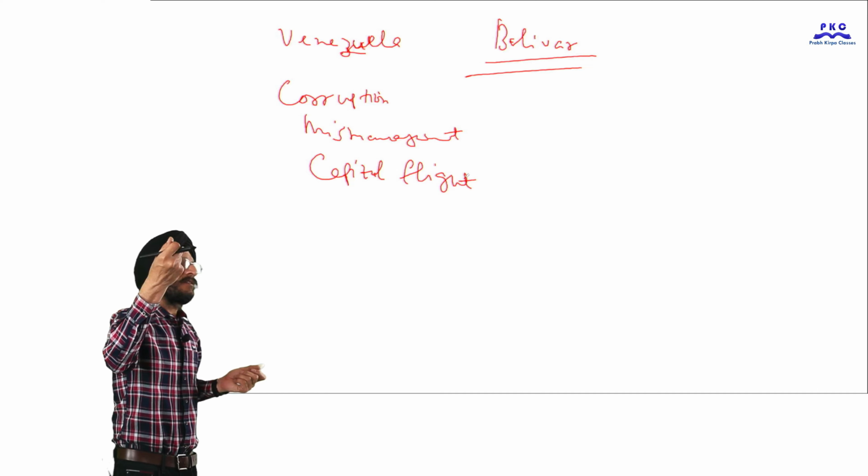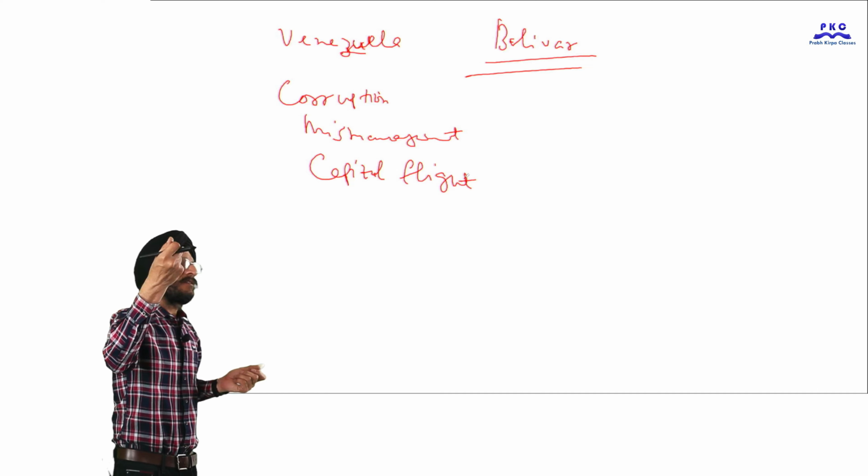Then it may be possible that a country is going through an economic slowdown. When there is an economic slowdown, investors from the rest of the world do not come forward to make investments in your country. So it also reduces the demand for the currency of that country, and it ultimately leads to depreciation of the currency.